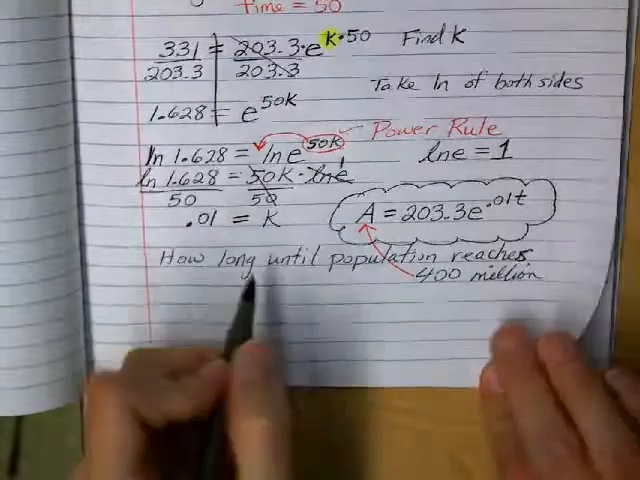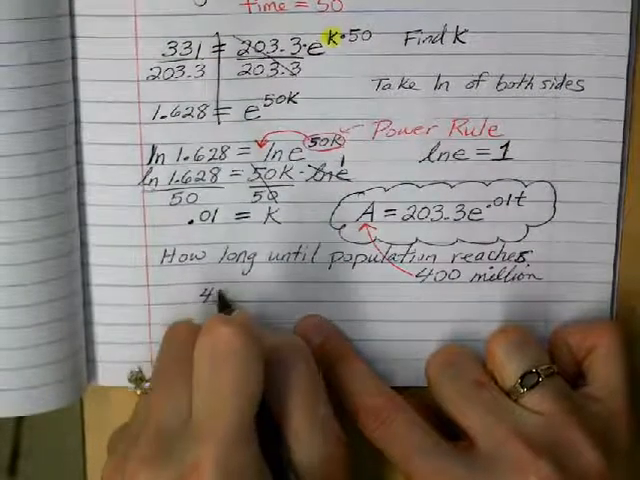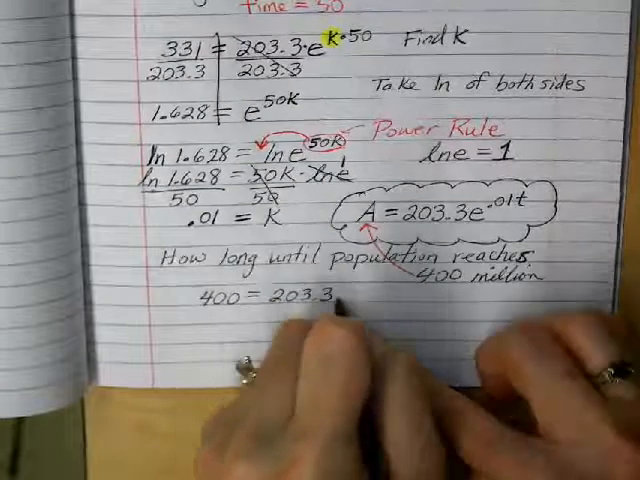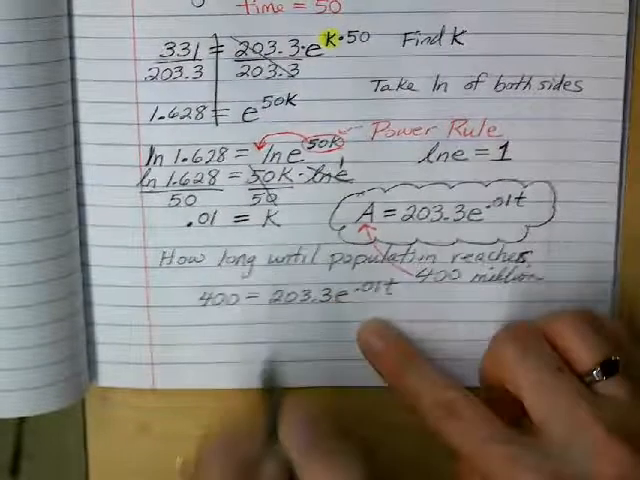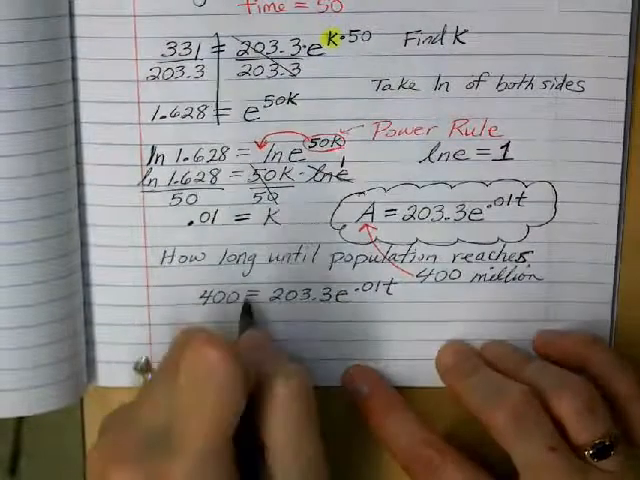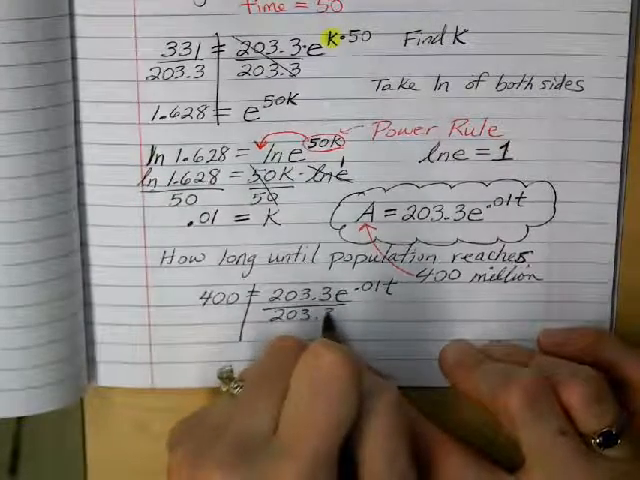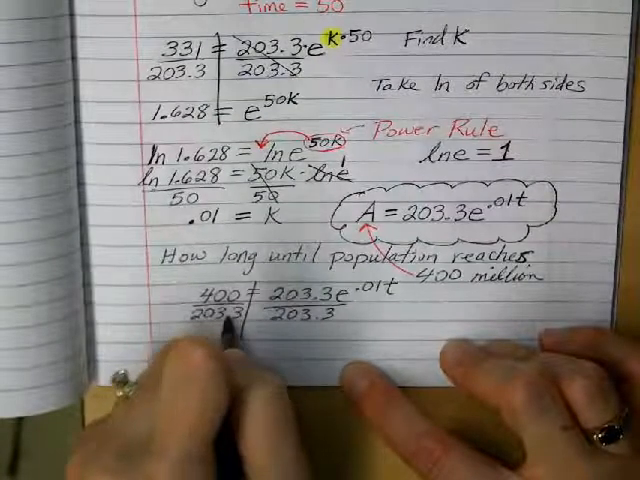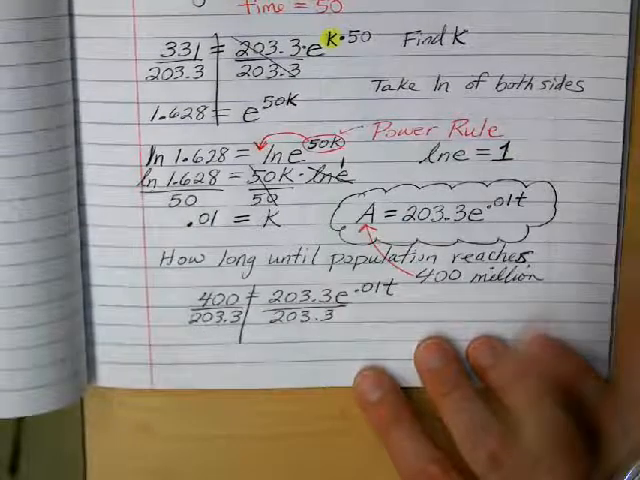We'd put the 400 there, and we'd put the 203.3 e to the 0.01 t. We would basically do it the same way again. We would divide by 203.3. Once you get going on them, they're all kind of the same problems. Even the second step. So then you take the 4.